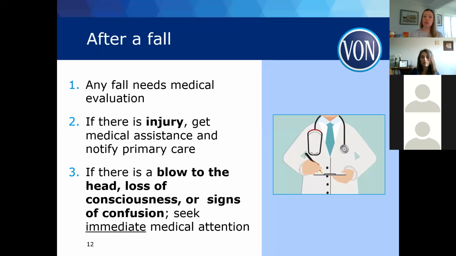And then number two, if there is an injury, we should get medical assistance for that injury right away, and then notify primary care. So again, we should let the doctor know that we experienced a fall and that there was an injury. The big one here that not a lot of people may know about is number three. If there is a blow to the head, any kind of loss of consciousness or signs of confusion, we need to seek immediate medical attention.